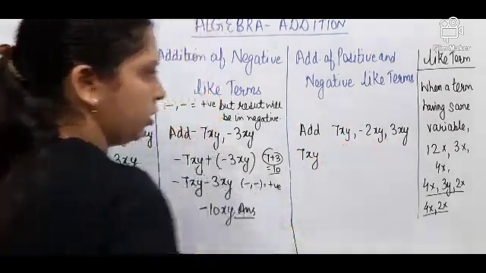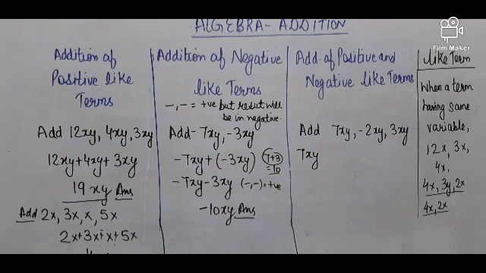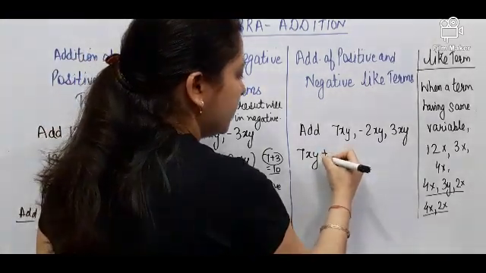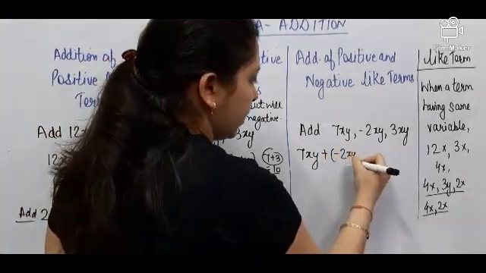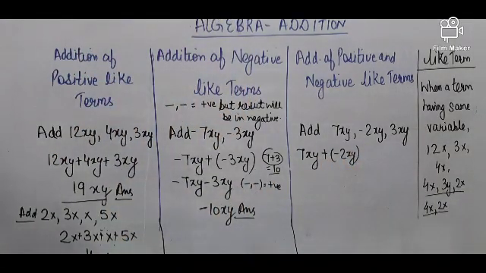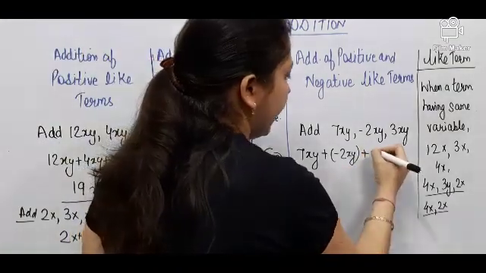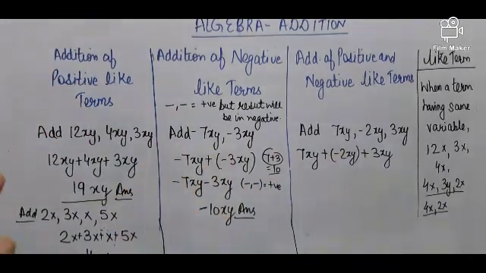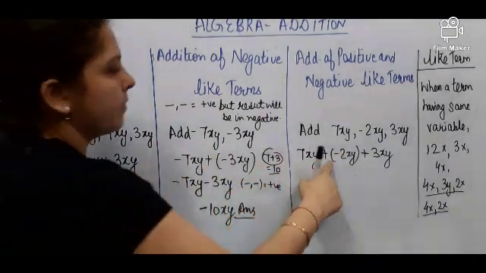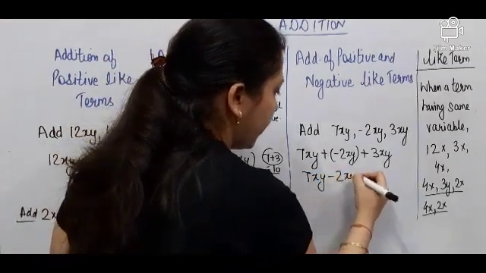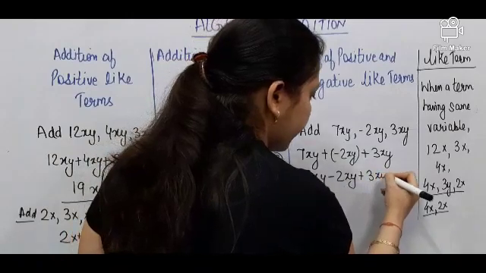In this question, some terms are positive and some are preceded by a negative sign, which means some are negative terms. So how will we add these? 7xy plus minus 2xy. Because we cannot write two signs at a time, we put this in a bracket and then add 3xy. First we'll open the bracket. The bracket is preceded by a positive sign, so there will be no change in the bracket when we open it. So minus 2xy plus 3xy.